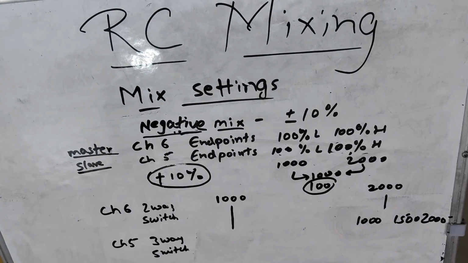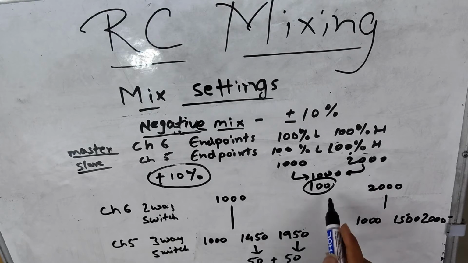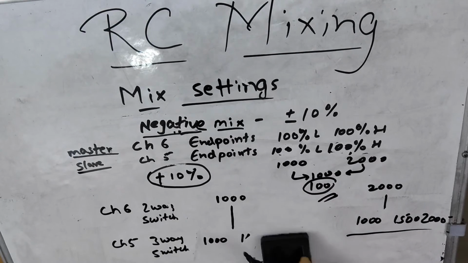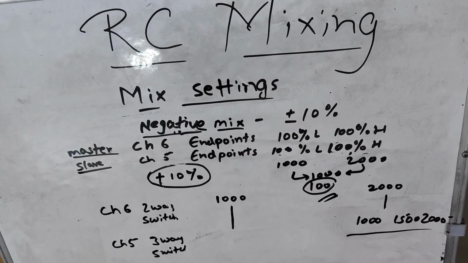But this time what we see is that in negative mix, when channel 6 is at the lowest extreme of 1000 values, there would be change in channel 5 PWM values, but it will remain unchanged for the higher extreme, that is 2000 value. So this time what we see is 50 and 50 is reduced from 1500 and 2000 respectively, giving us 1000, 1450 and 1950. So both of these differences, 50 and 50 together, combine to 100.